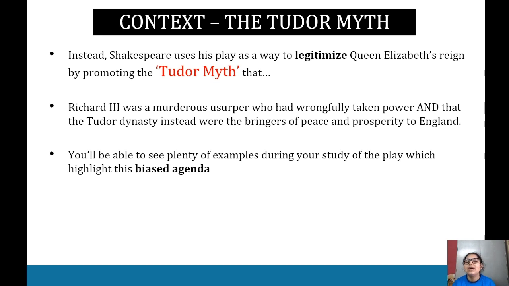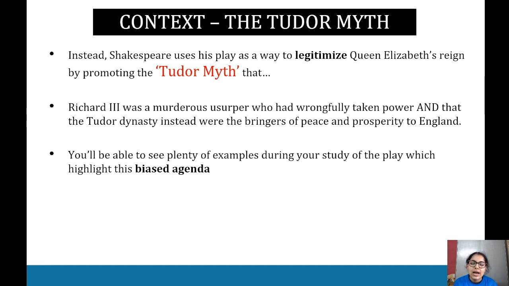You'll be able to see plenty of examples in the study which highlight this biased agenda. Like you'll see quotes where it's like, God be with you, Richmond. And I can't remember the exact quote, but it's at the end where they're battling it out. You can see the way in which Shakespeare promotes Richmond, that God is on Richmond's side, that God knows that Richard is an evil Machiavellian dude. And think of how important that would be for the Elizabethan audience to think, okay, that's the good guy, that's the right guy, because God's on his side. He's the right owner.